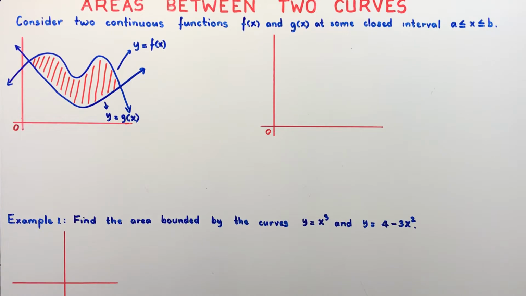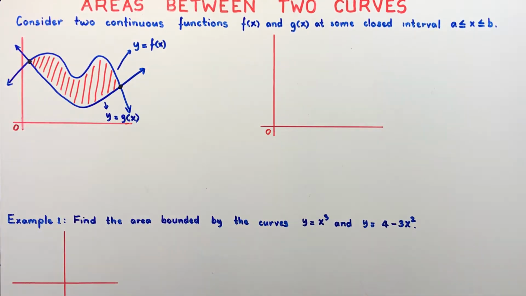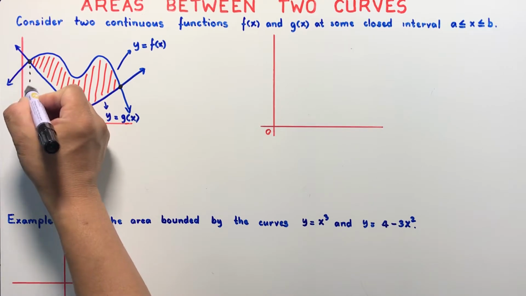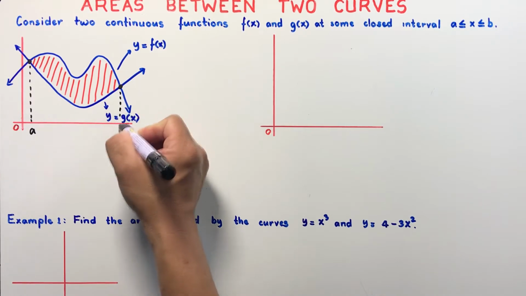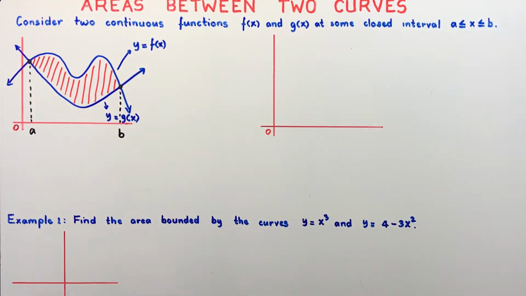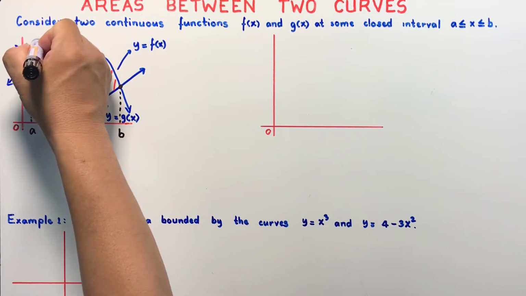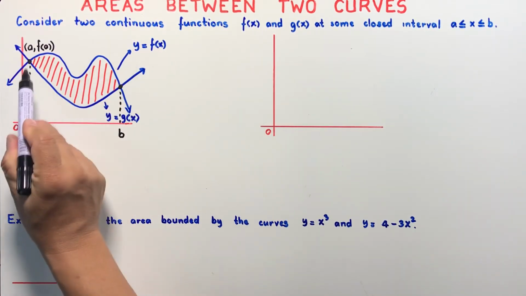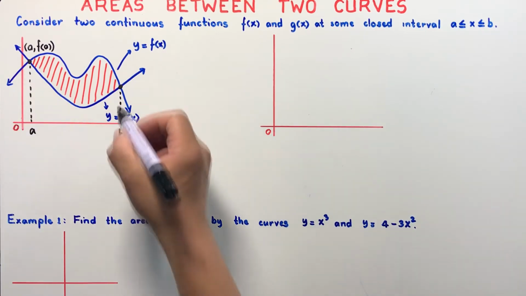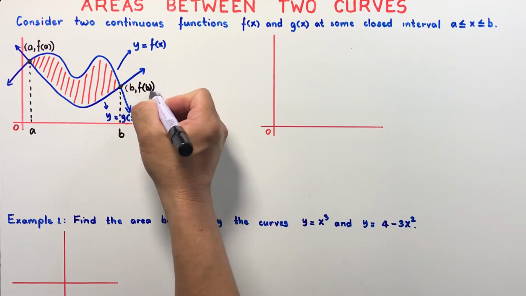So, to find the area between these two curves, let us find the intersection points. Suppose this point has x coordinate of a and this point has an x coordinate of b. So we can find the coordinates of this point. This is a, f of a, because if you substitute a to the f function, this is this point. And also this point has coordinates of b, f of b.